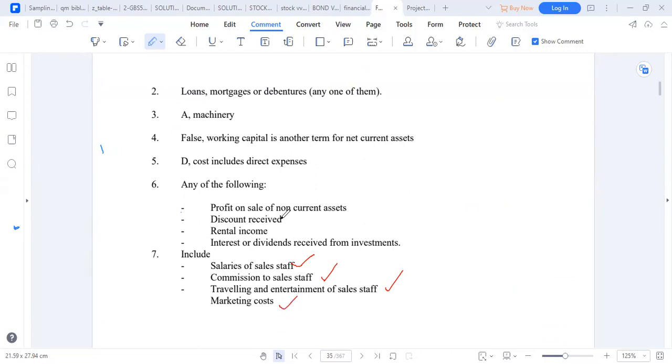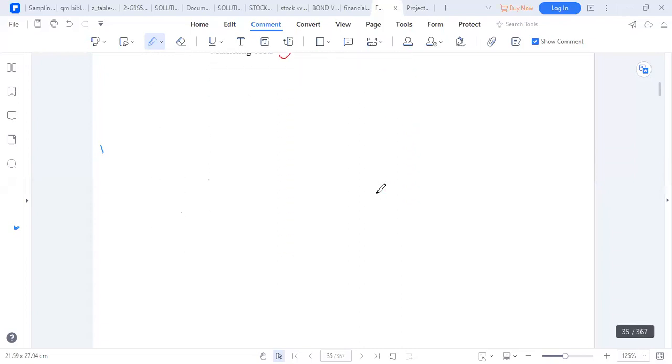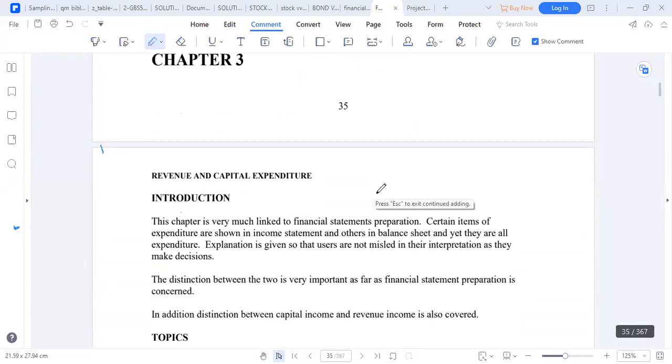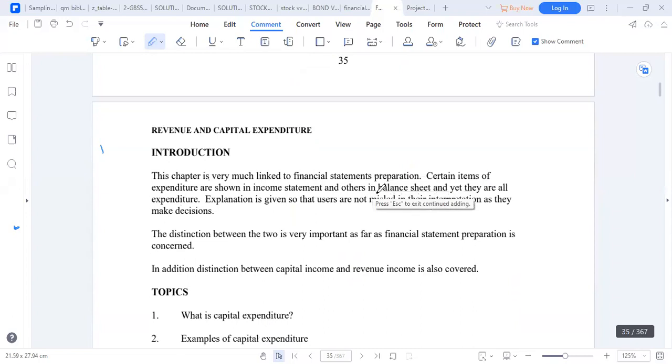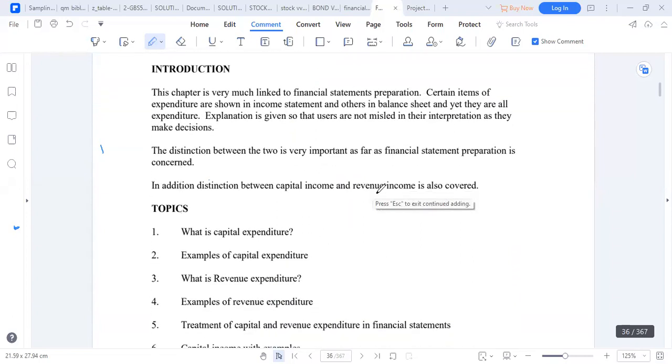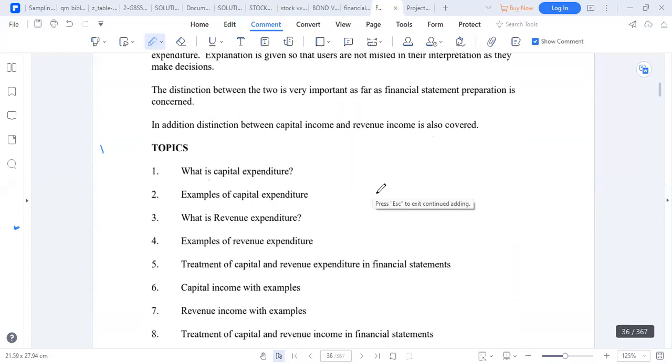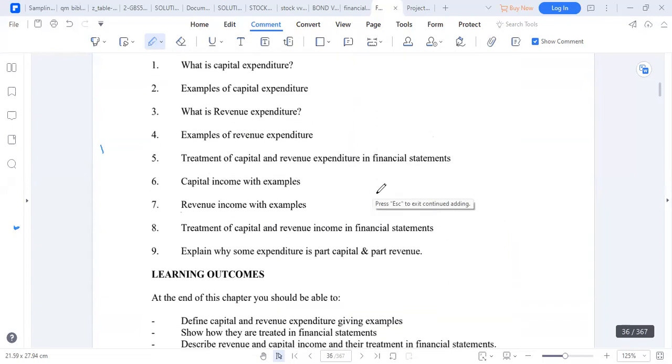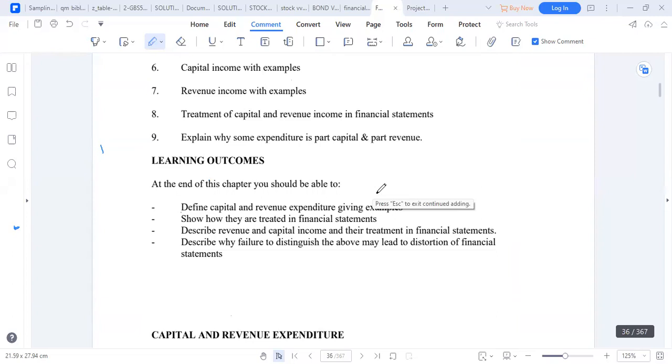Okay. Examples of other income: discount received, rental income if we own property, interest and dividends received from other investments, a sale of a fixed asset. All right. So now we need to understand the distinction between capital and revenue expenditure and examples of capital and how we treat them before we go to the adjustments.